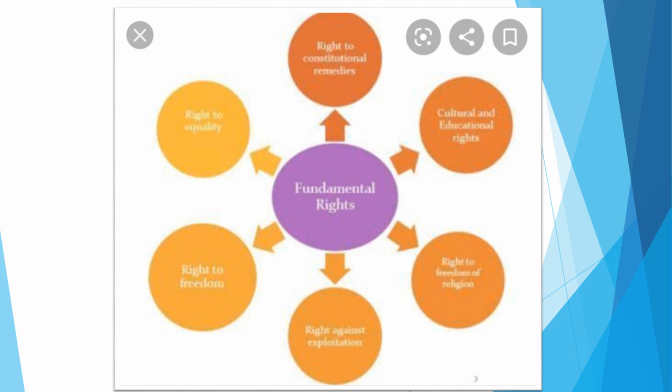Now, the second fundamental right is right to freedom. In this, there are three main points. Means first is right to education, right to information, protection against arrest and detention in certain cases, and all citizens shall have the right to freedom of speech and expression, to assemble peacefully and without arms. All citizens shall have the right to form associations or unions. They all have the right to move freely throughout the territory of India.